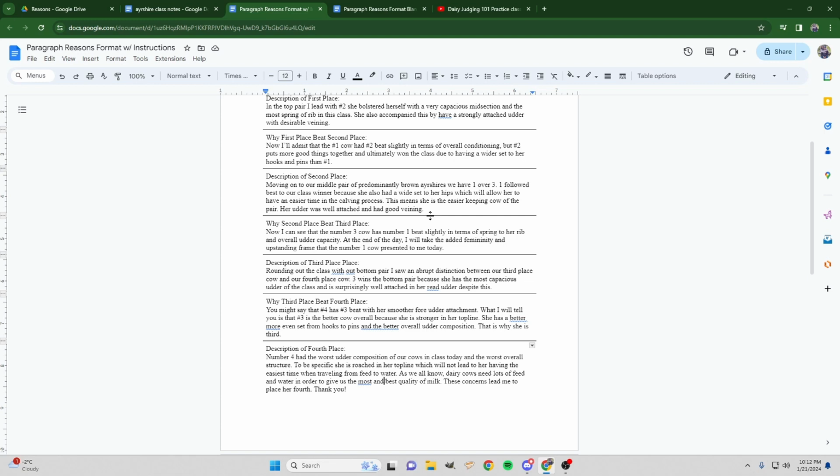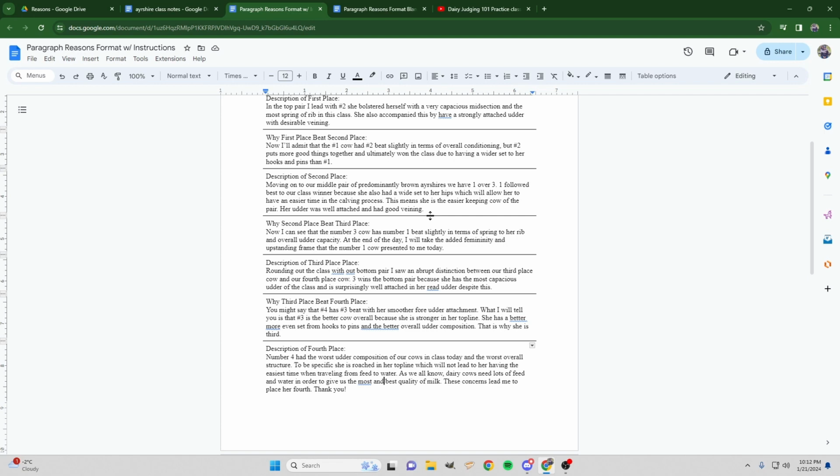You might say that number 4 has number 3 beat with a smoother fore-udder attachment, but what I will tell you is that number 3 is the better cow overall. This is because she is stronger in her top line. She has a better and more even set from hooks to pins, and the better overall udder composition. That is why she is going to be third.